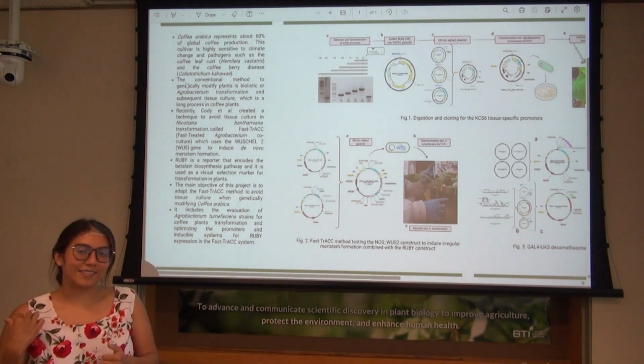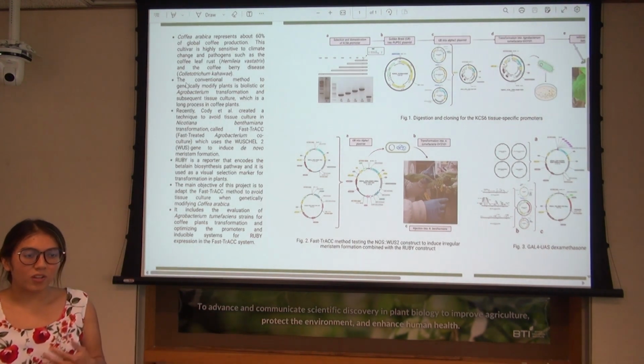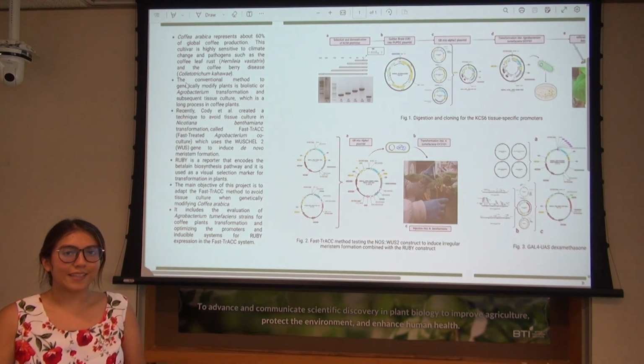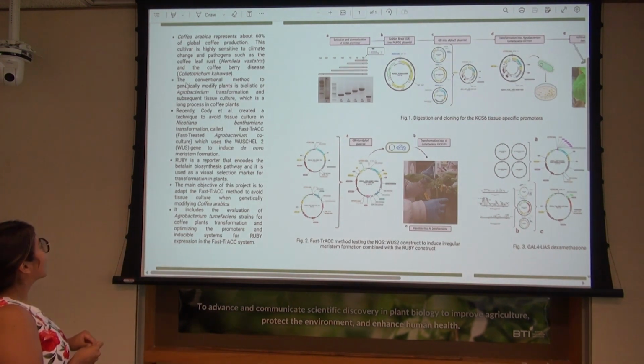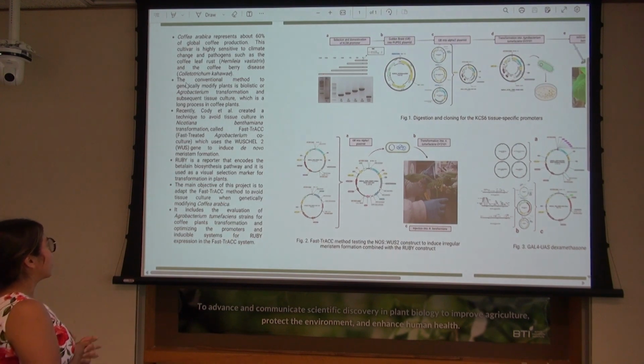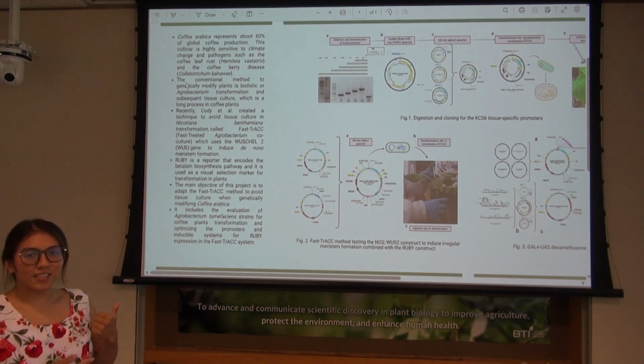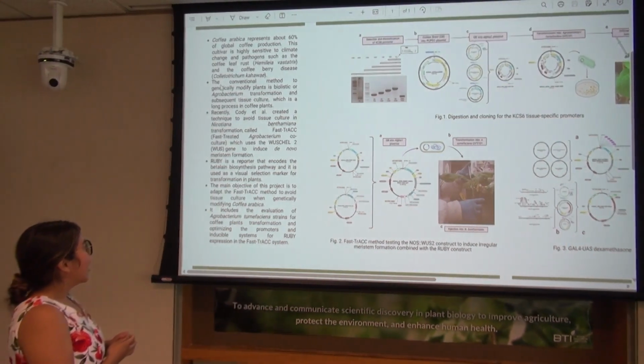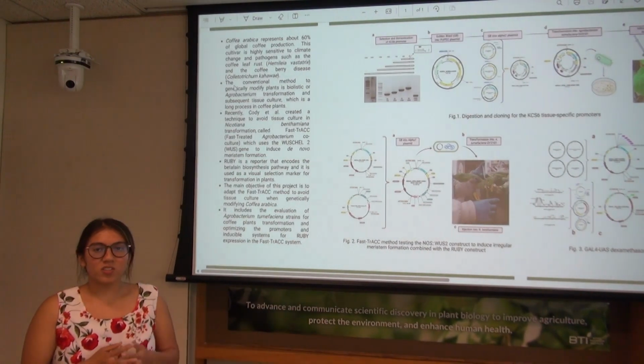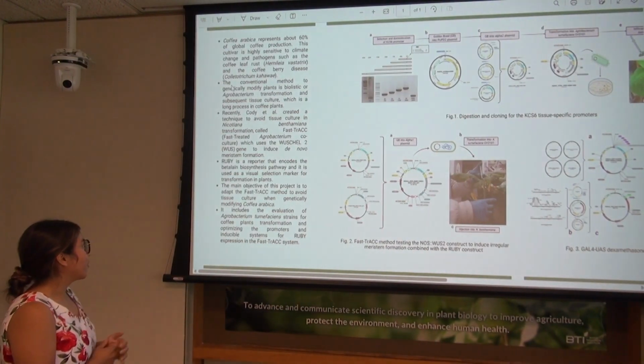So recently, the last year, Coffea et al. discovered a new method to modify plants, called fast track or fast treated agrobacterial culture, which uses the gene Wushel2, and this gene induces the novel meristem formation.